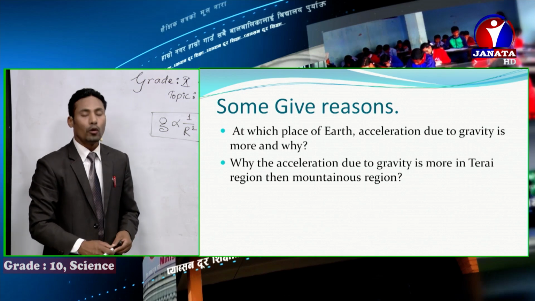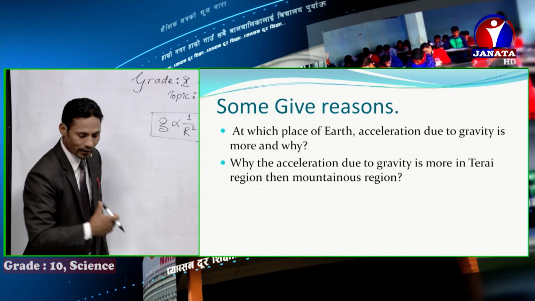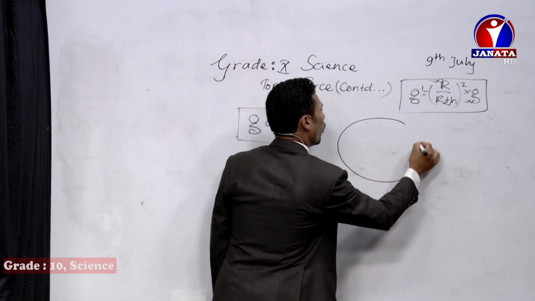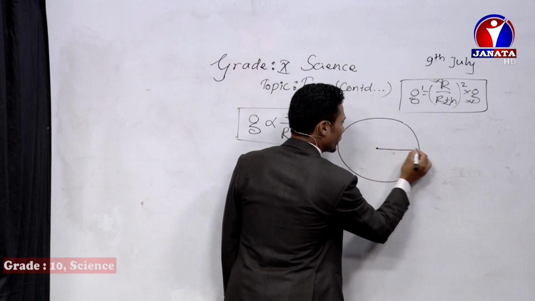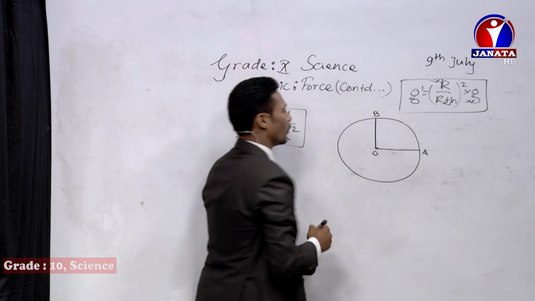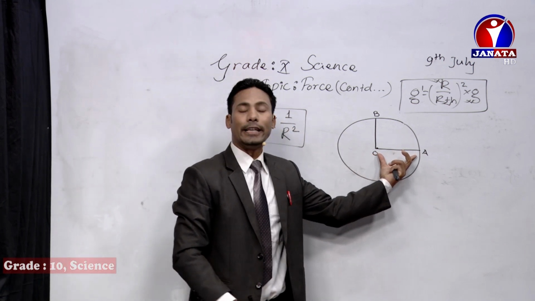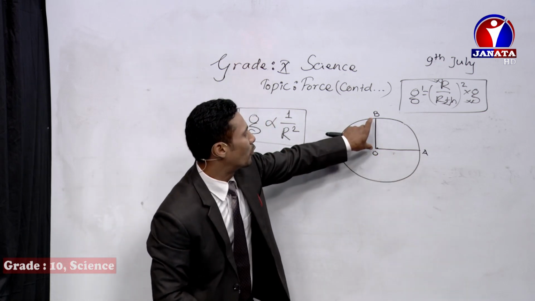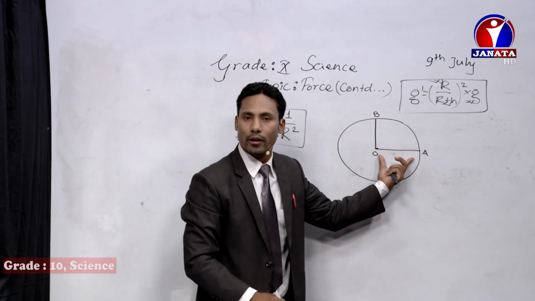First one: at which place of the earth is the acceleration due to gravity more, and why. So let's see. The earth is not completely round, right? It is oval in structure. If we check the radius of this earth at these two points, let's say A and B, and let's say the center is O, then this radius is called the equatorial radius also. The equatorial radius is more than the polar radius. The polar radius is less and the equatorial radius is more, right?